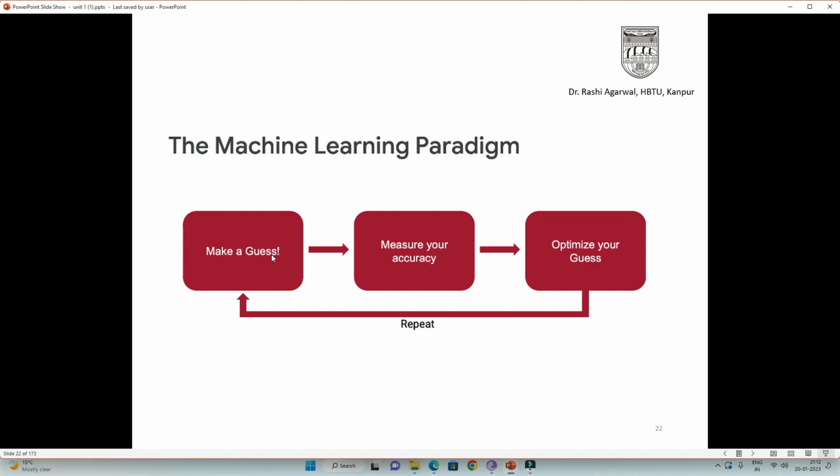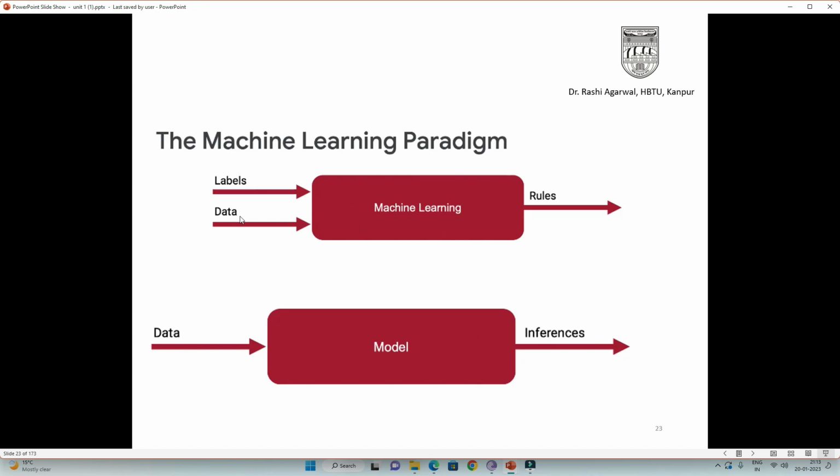So we make a guess, we measure the accuracy, and we try to improve upon our guess by optimizing it and keep repeating till our accuracy is reached where we are okay with the model. So here the labels are given to me, we have data and we are trying to find out rules. And once this model is built, whenever I get some new data, I am able to make inferences about it. So I could have a model to detect whether a person should be able to take a loan from the bank or not. If a new person comes in with certain attributes given in the data, I'll be able to predict whether I should give the loan to that person or not. So there are n number of places where these models are used for prediction in various cases.